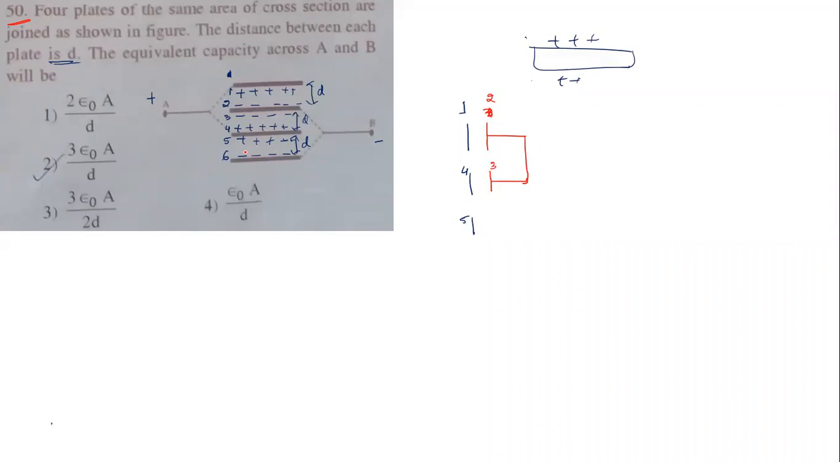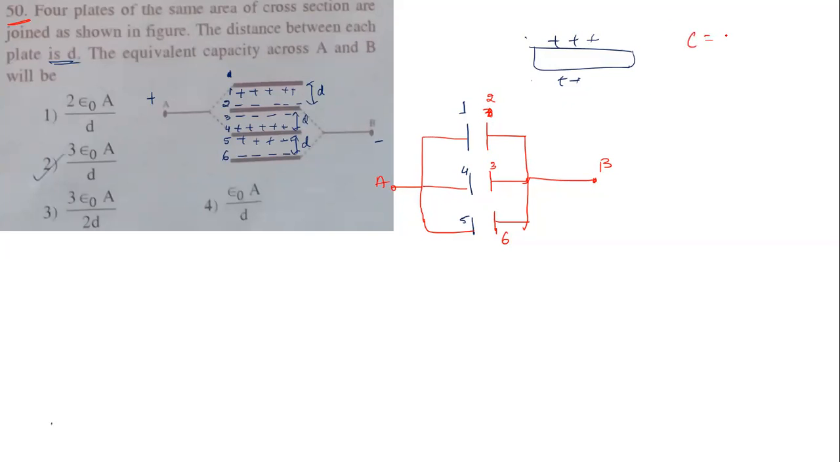Now look at plate 6, in front of what? In front of plate 5. Now look at plate 6, plate 3, and plate 2: they are connected to the same point, right? So I'll take the same point. And plates 1, 4, 5 are connected to the same point. So from this diagram, this is point A and this is point B. What combination is it? Parallel combination.